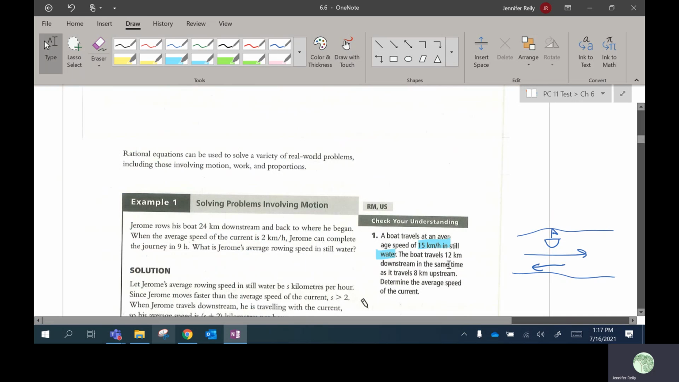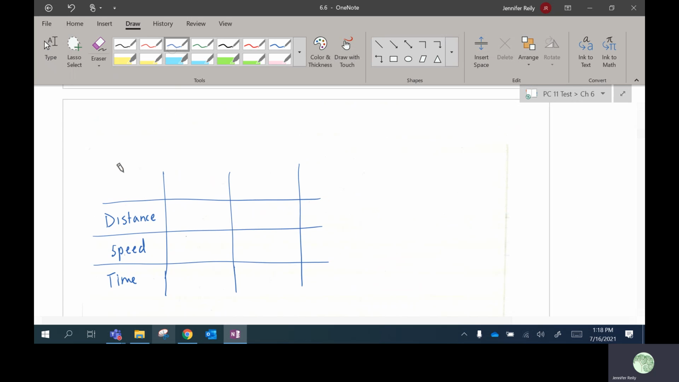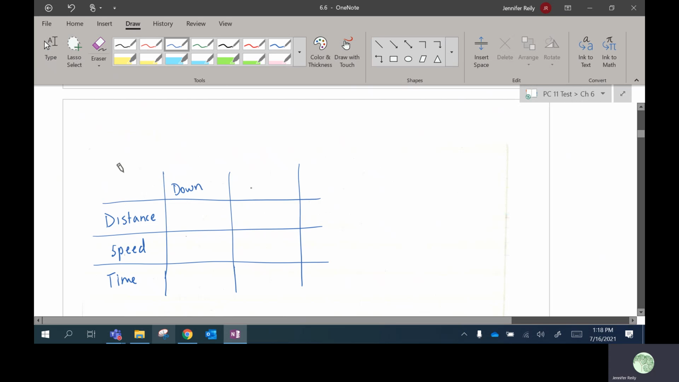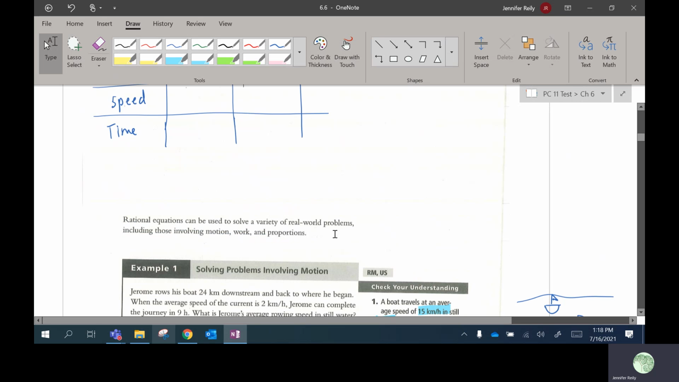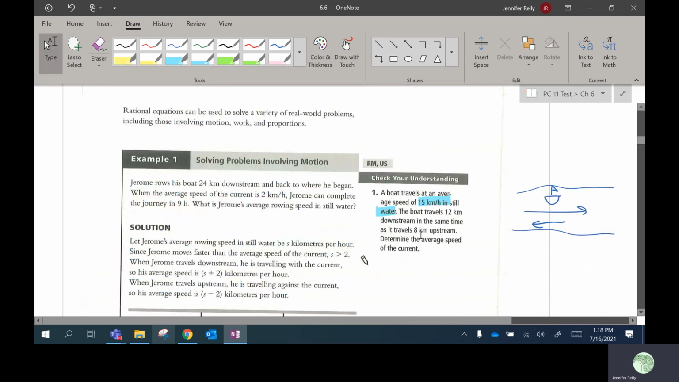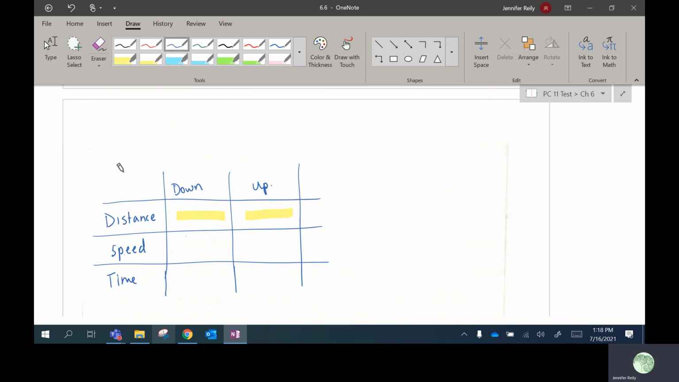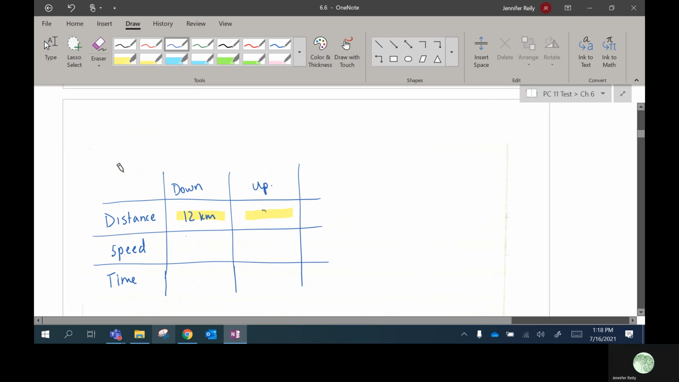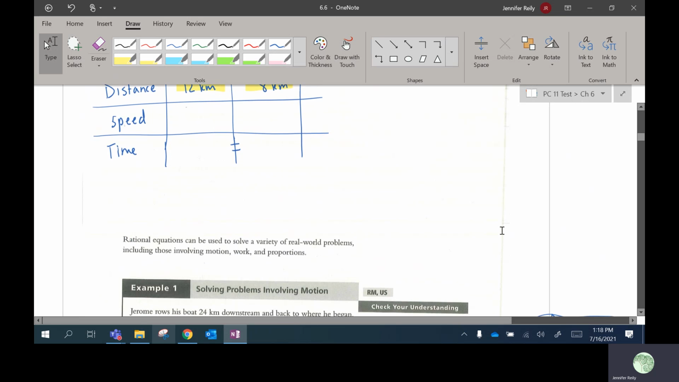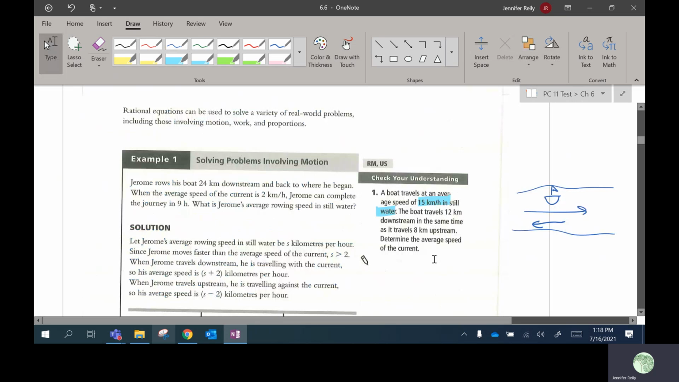The boat travels 12 kilometers downstream. In the same time, it travels 8 kilometers upstream. So that's our two directions. We're going to go downstream and upstream. Okay, so they just told us the distances there. Let's read those again. It said the boat travels 12 kilometers down, and in the same time, it travels 8 kilometers up. So 12 kilometers down, 8 kilometers up. The times are going to be equal to each other. Okay, and the speed is 15, but we don't know the speed of the current.